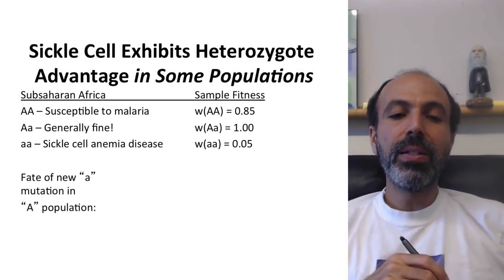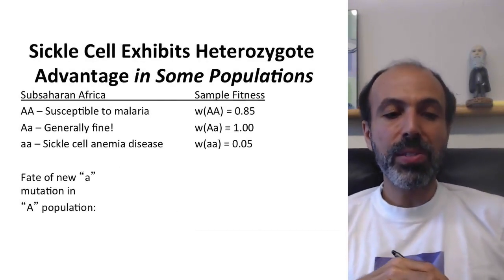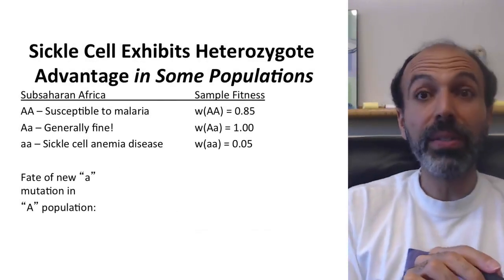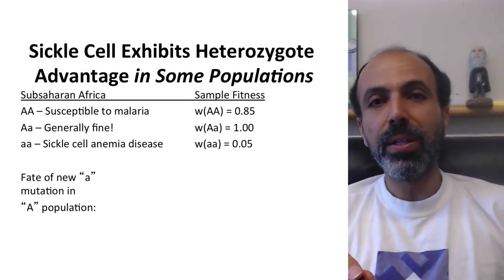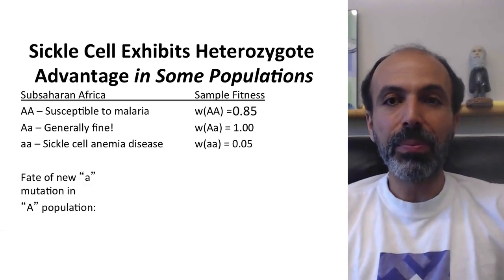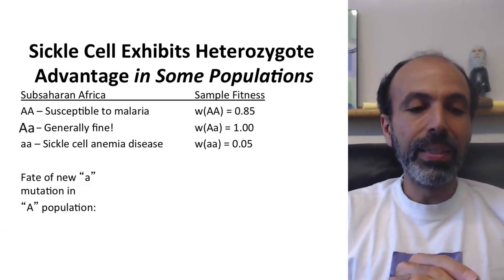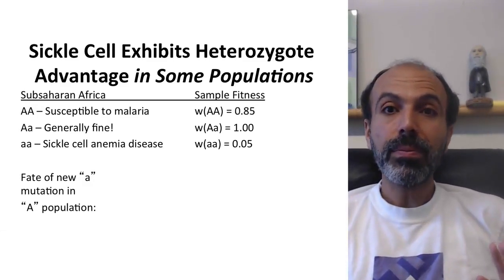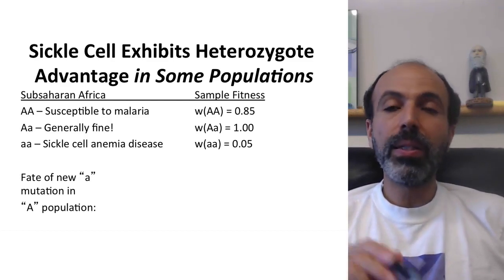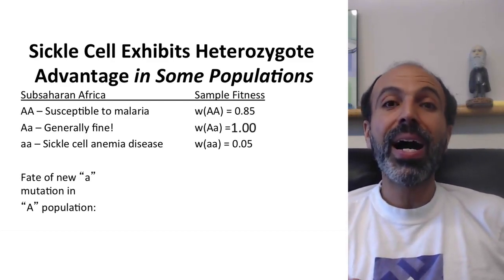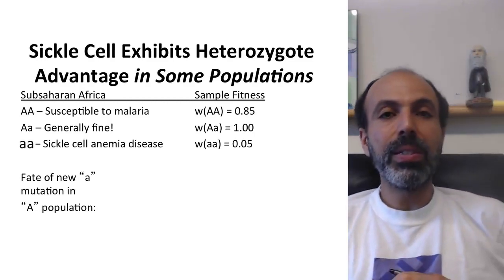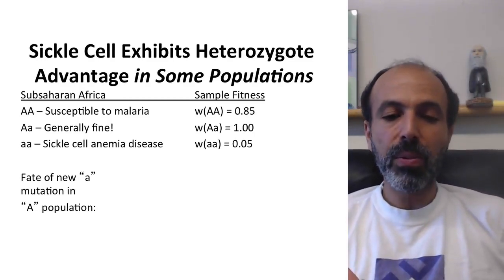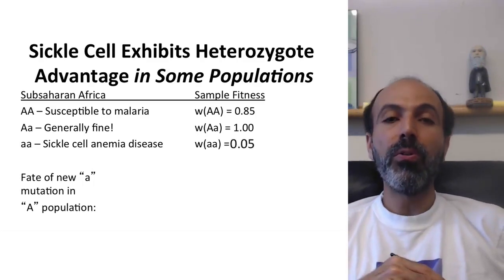So sickle cell exhibits a heterozygote advantage in some populations, because you can think of it this way. The big A's are susceptible to malaria, so they might have a relative fitness like 0.85. I'm just making up these numbers in this case. The big A little a's are generally fine, right? They don't really get malaria, they don't have sickle cell disease, so they'll have the highest relative fitness, 1.0. And little a's have the sickle cell anemia disease, which is extremely debilitating. So let's say their relative fitness is something like 0.05.